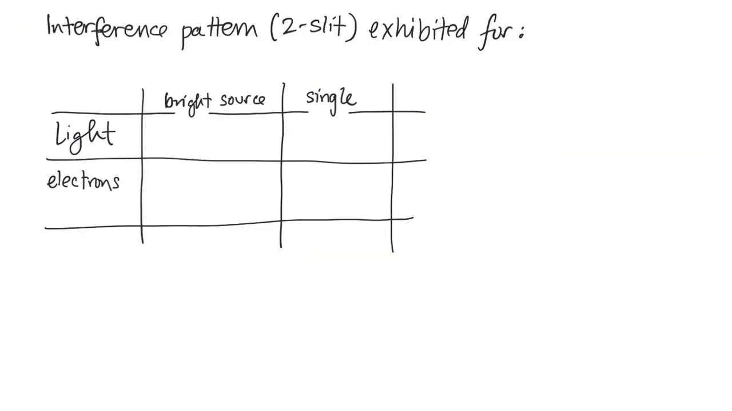So let me just summarize what we've seen so far. We know that interference, like a two-slit experiment interference pattern, has been seen for bright light, check, single photons, check, and a beam of electrons. And you might be wondering, if you've been keeping score, is single electron interference also a thing? It turns out that yes, it is. And let's see some experimental evidence of that as well.